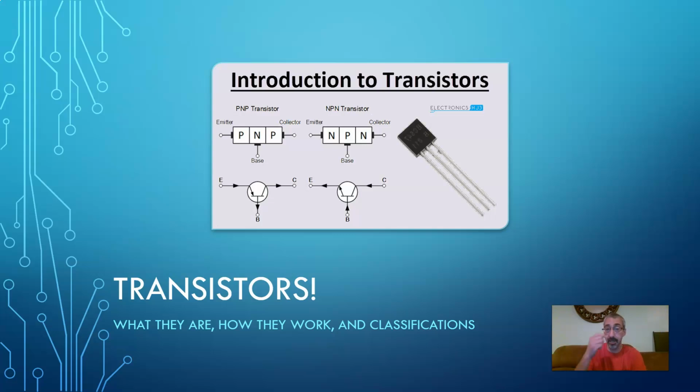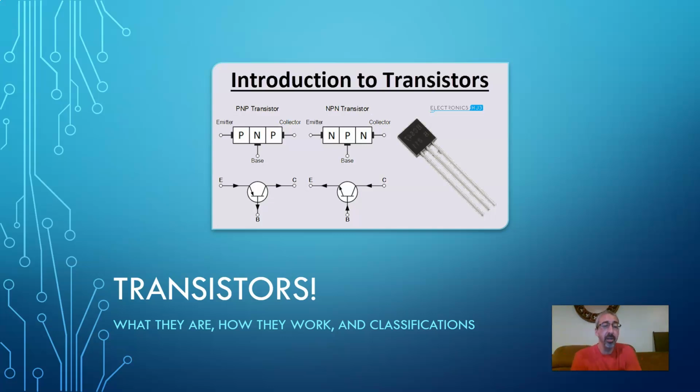Well, now we're taking it and making a sandwich between these things. We are going to join two P's and an N or two N's and a P. And we're going to have some different arrangements that this comes into and that these things can do. And these are called transistors.